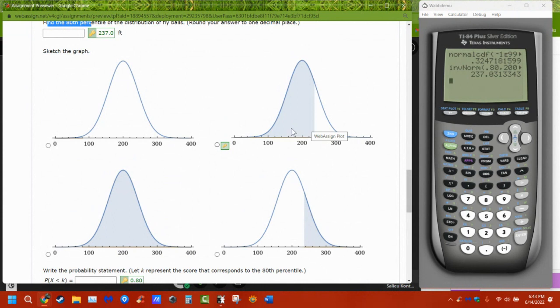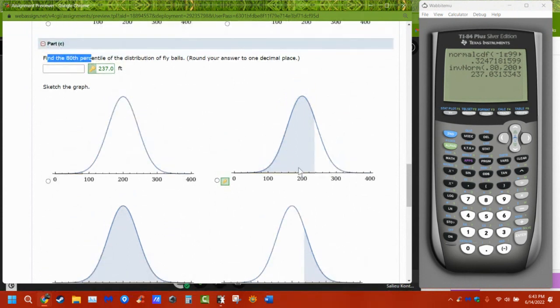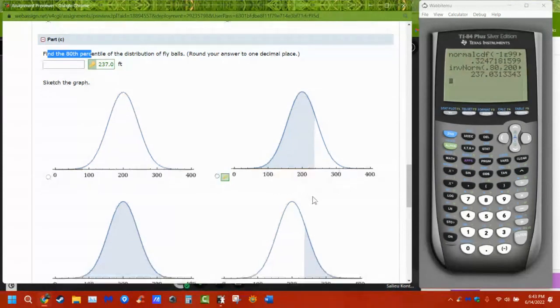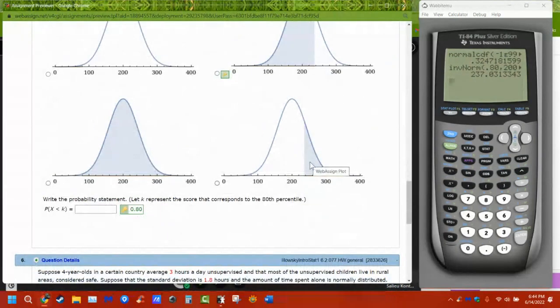We don't know if it's exactly 80%, but we can look and go, well, 237. That's between 220 and 240. Well, it's a little less than 240. So yeah, that's probably where 237 is. And they drew a line and then they colored it in. So that's how they got those values.